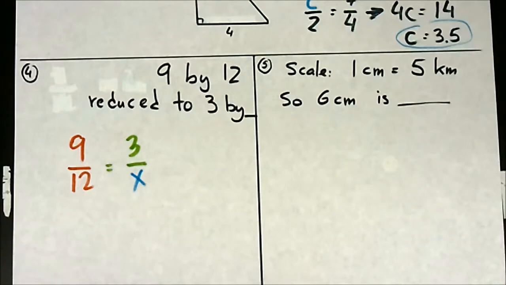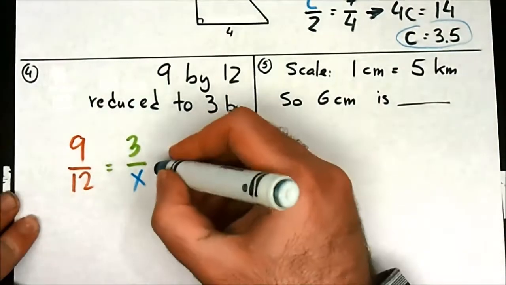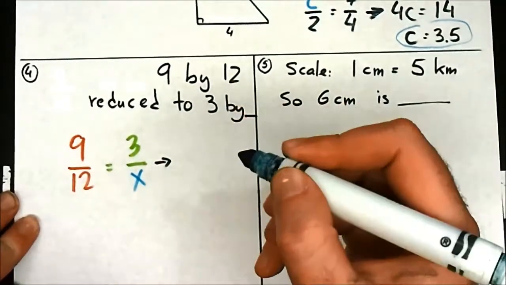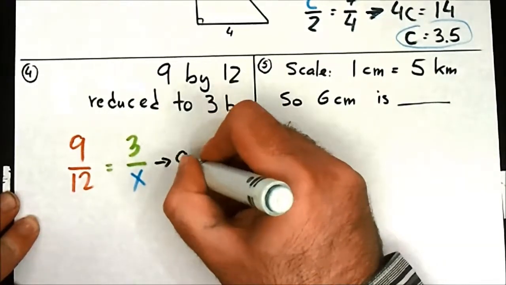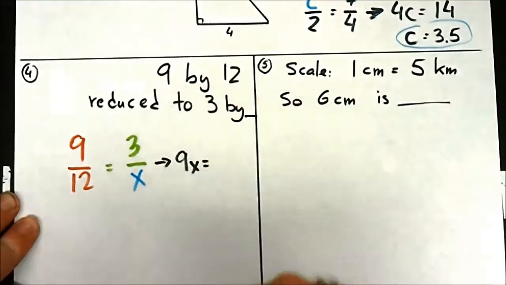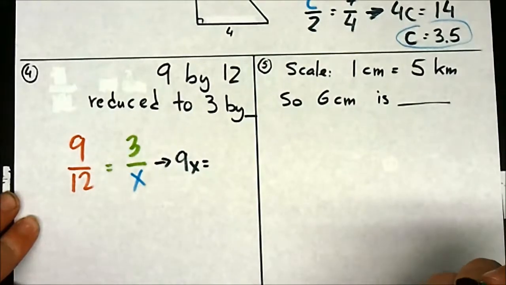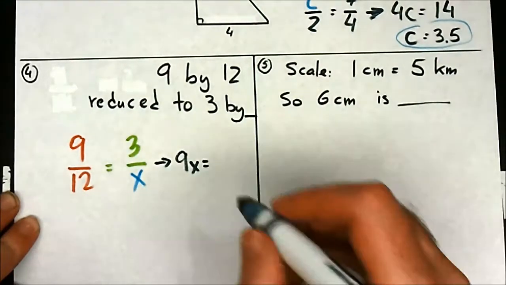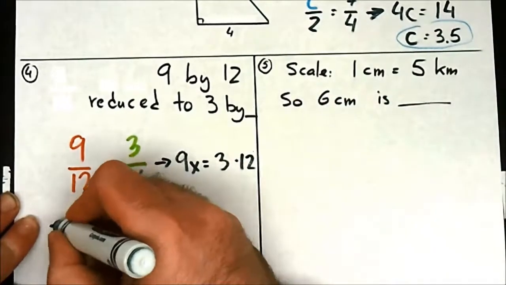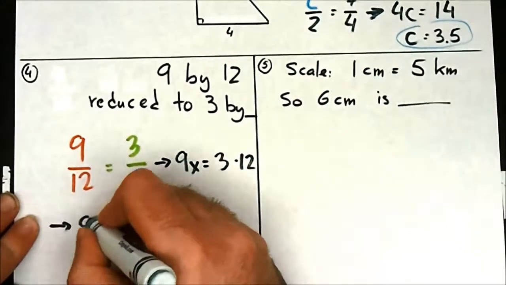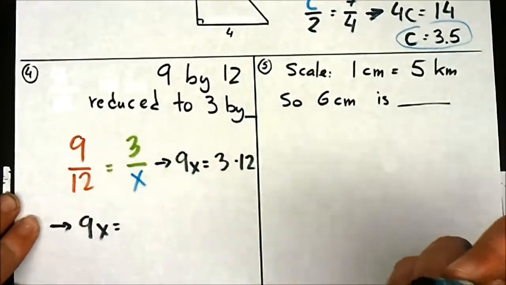I'm going to cross multiply, and I'm not going to spend a whole lot of time on the little details here because I'm hoping that you guys are familiar with cross multiplication by now. So it's going to give me 9 times x, which is 9x, equals 3 times 12. And can someone tell me what's 3 times 12? Let's do it in 2 steps. So what is 3 times 12?